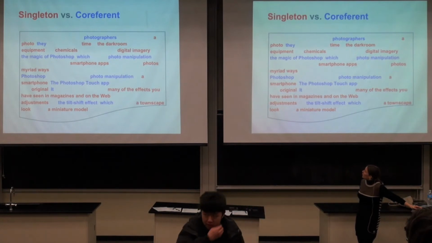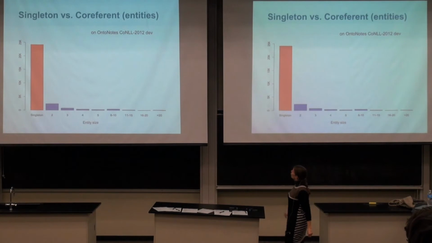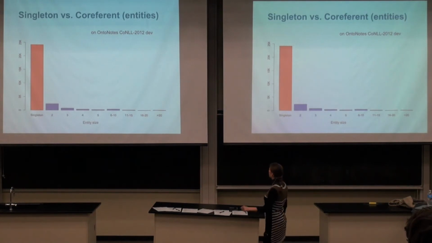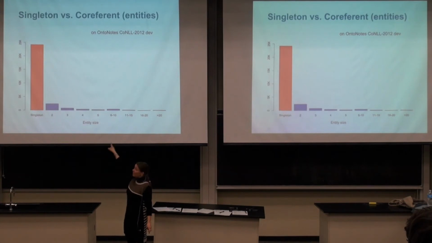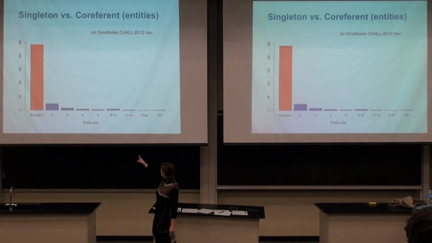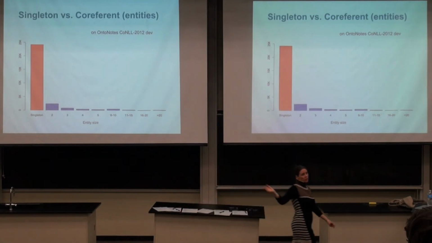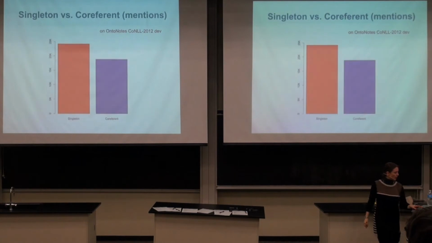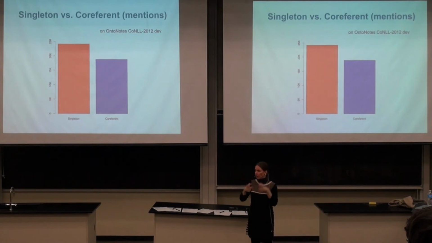So here you see the difference, and we calculated this on this data set for coreference. Here you see the singleton entities, the number of entities that are singleton, and then in blue the number of entities that have two mentions, three mentions, etc. You see the sheer number of singletons here. Here is the same picture from a mention perspective: how many mentions are singleton mentions compared to how many mentions belong to a coreferent chain.